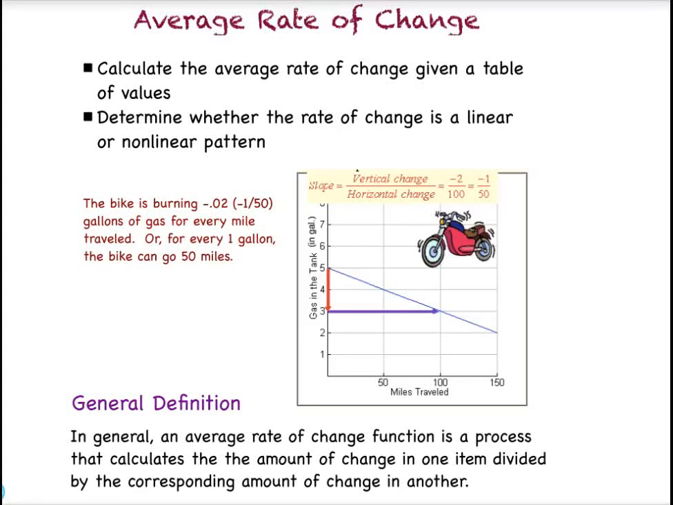Welcome to average rate of change. We are going to calculate the average rate of change given a table of values, and then we'll determine whether the rate of change is a linear or nonlinear pattern.